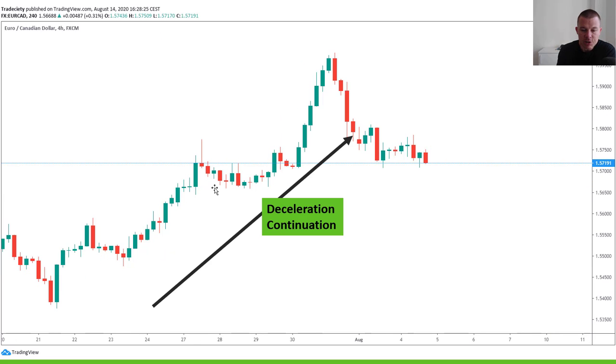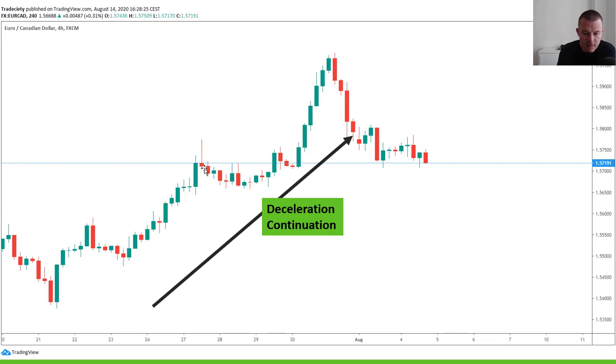Here we have a deceleration continuation. You can see the market was in a very strong uptrend, and you can see during this uptrend obviously there are waves. Sometimes the market moves into the direction, but then you have correction waves, and you can look at those correction waves to also find the deceleration pattern.